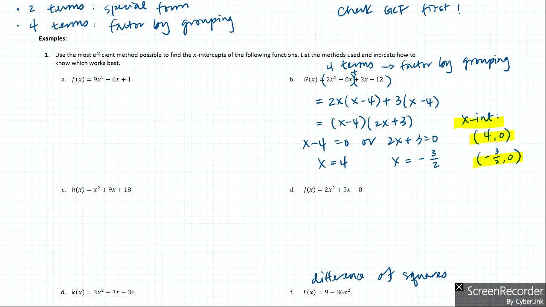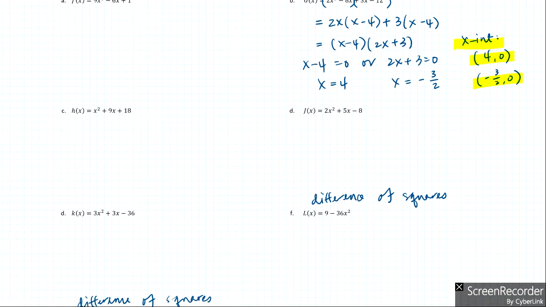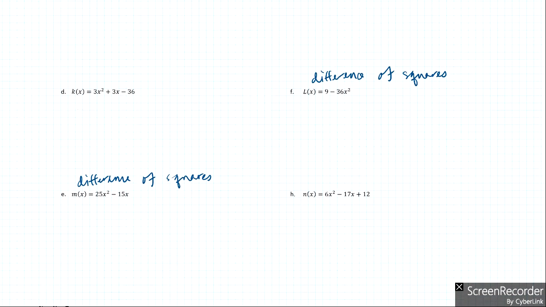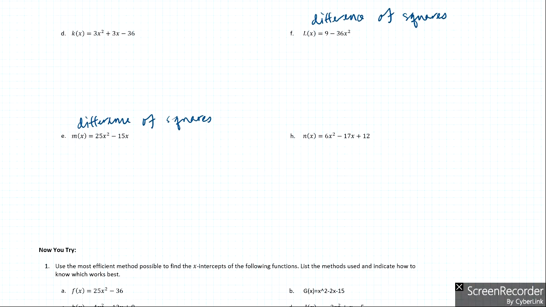Now I also said if we only had 2 terms, these are special forms, and in particular they're difference of squares in this case because we have a minus, and we recognize that they're both square terms. They're both quadratic terms over here. And if we want to factor that, remember for difference of squares, we're looking for a squared minus b squared as the form.